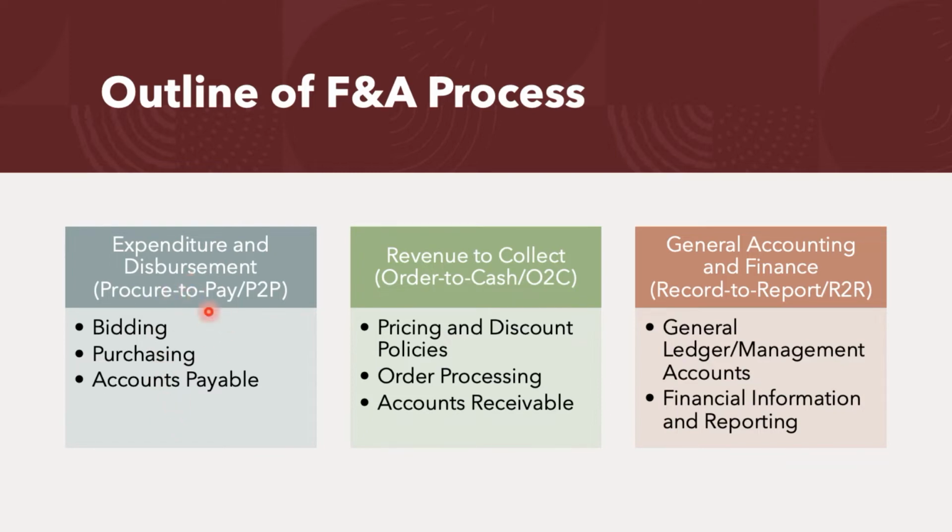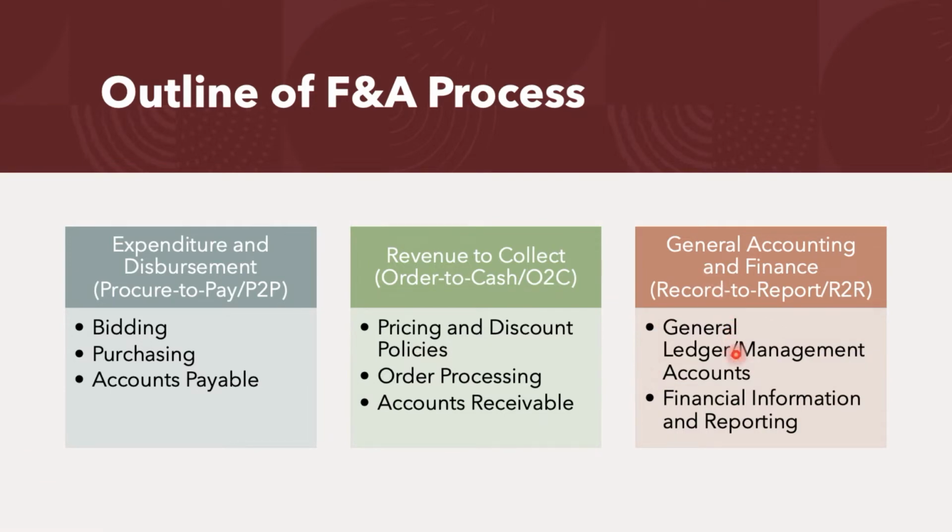Okay? And after the P2P, we'll now discuss O2C or order to cash, which includes pricing and discount policies, order processing, and eventually accounts receivable. So, kasama rin, of course, yung collection of the cash. Ito, kasama rin yung payment of cash to the supplier. Now, all again of these transactions, except for the bidding and pricing and discount policy, has an effect to the general accounting and finance, or the record to report, or R2R. Okay, kasi remember, all financial transactions, it should be reflected in the financial reporting system.